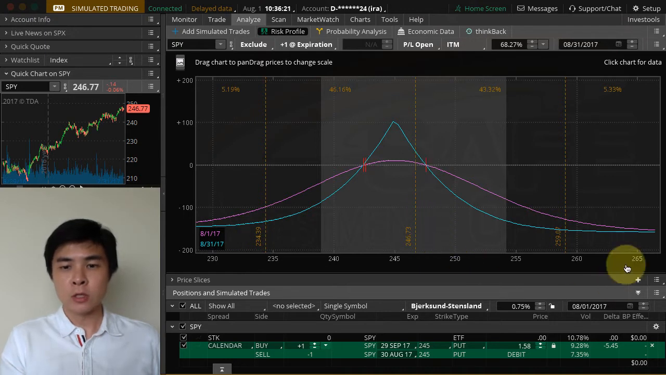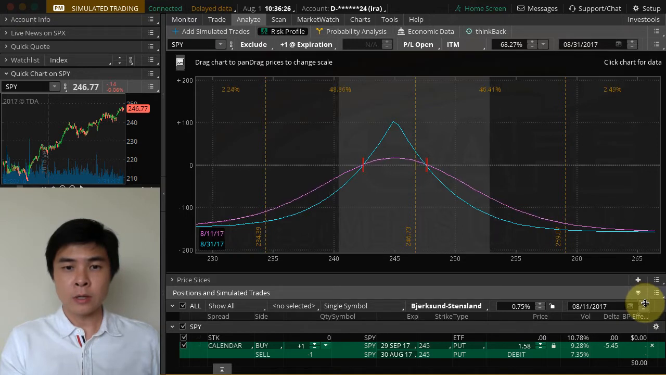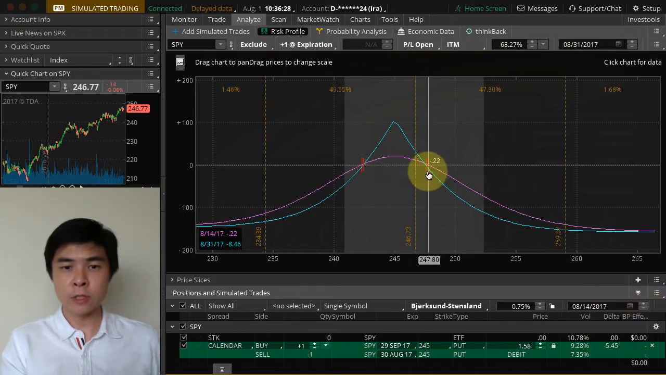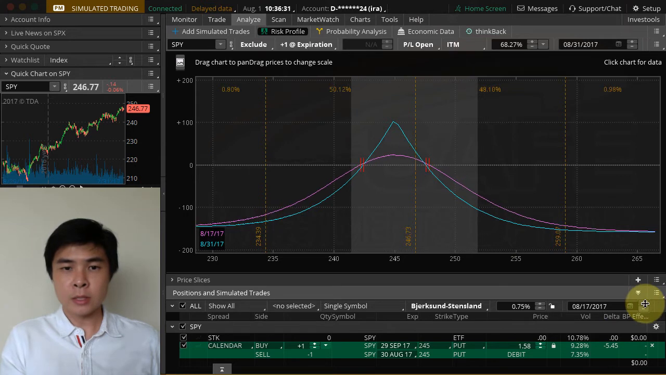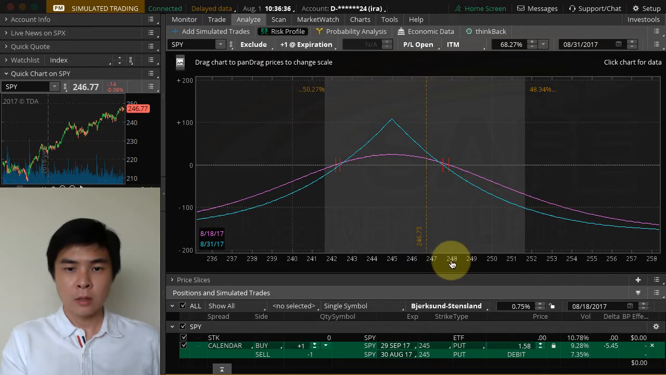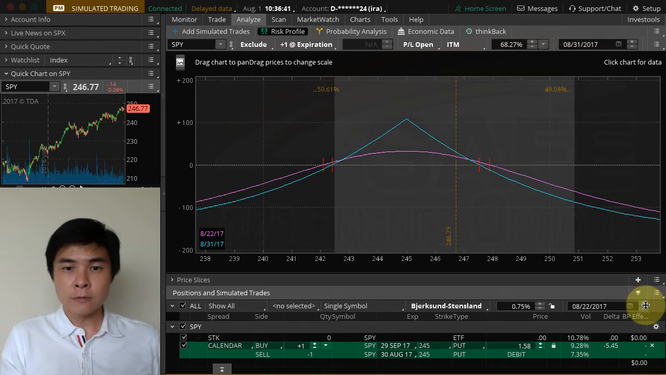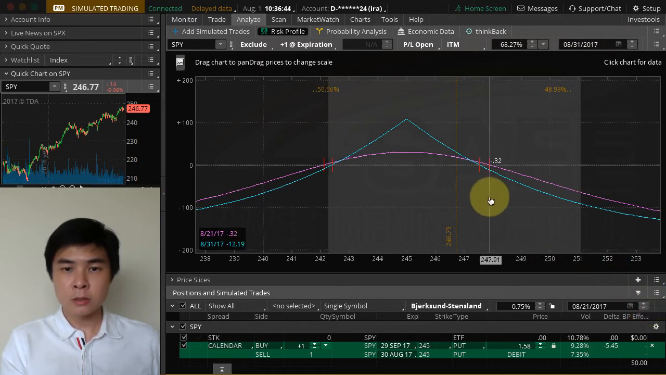That's 247. So I'm going to just try to increase the date to see if this break-even point actually goes further up or not. So you can see that it did. Okay, I'm going to just zoom this in a little bit more. As you can see, as the day goes by, the furthest it can reach is 247.89. So that's close to 248. Okay, I'm going to take it as 247.9.